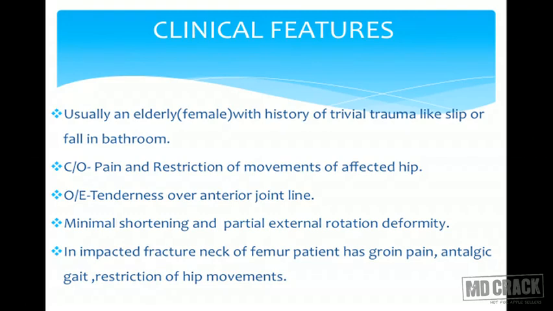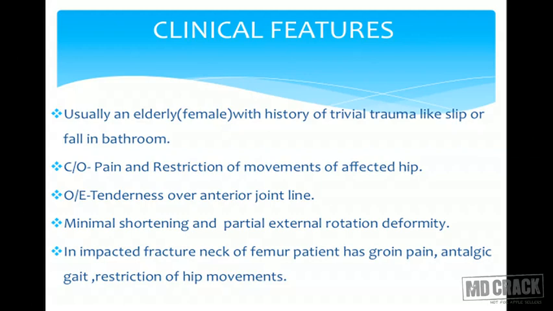There is minimal shortening and partial external rotation. Minimal, as I said, because there is not so much collapse as seen in the intertrochanteric fractures. So again, the shortening is quite gross in intertrochanteric fractures, but not as much in the neck of femur. But until you take an X-ray, it's very, very difficult to conclusively tell whether this is an intertrochanteric fracture or a neck of femur fracture.